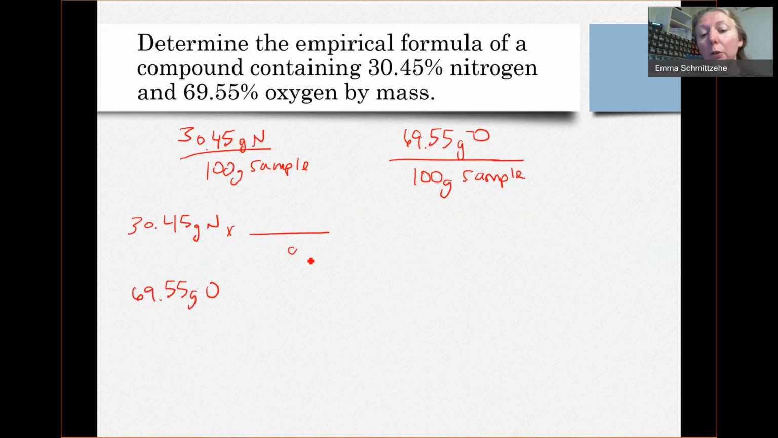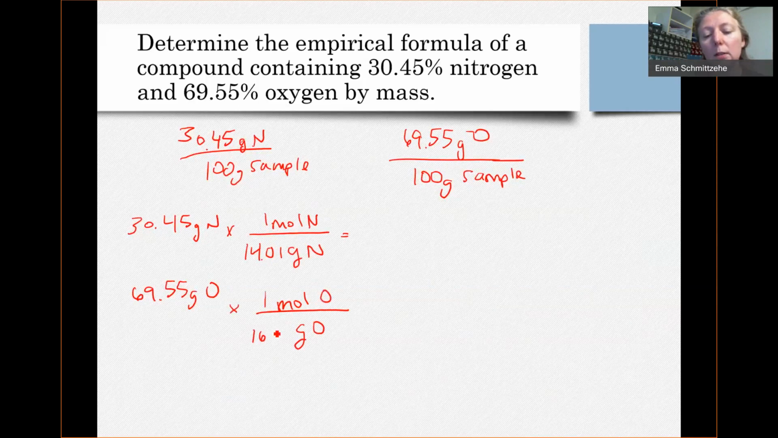Okay, so then I'm going to convert those each to moles. So I'm going to get rid of grams of nitrogen. I'm going to go to moles of nitrogen. So I use the periodic table. Look up the molar mass. It's 14.01 grams per 1 mole. Okay, I would do the same for oxygen. I want to get rid of grams of oxygen. I want to go to moles of oxygen. So 1 mole is 16.00 grams. So that's each going to cancel grams and give me moles of those things.